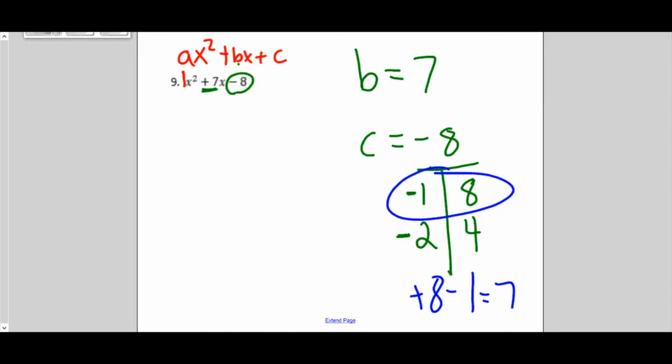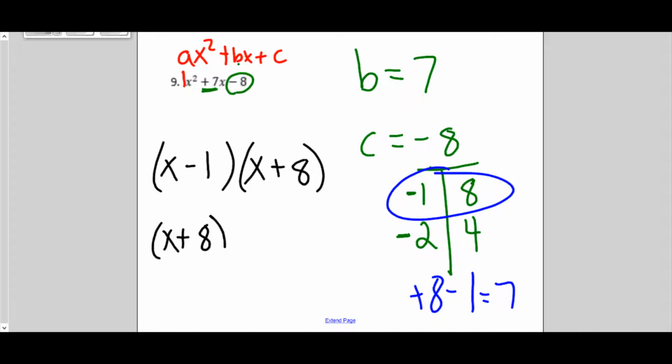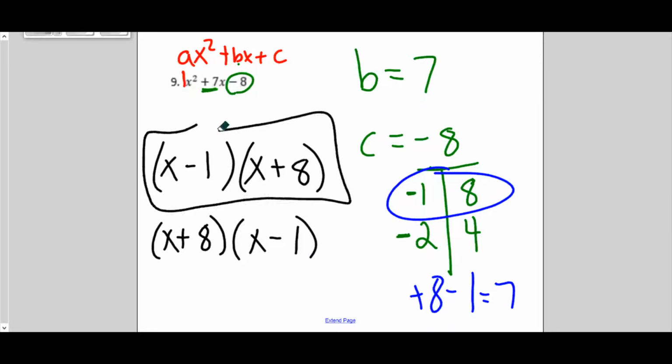So I'm going to use my template, parentheses x, parentheses x. In the first set of parentheses, I'm going to put a negative 1 because that 1 was negative. And the 8 is positive, so I'm going to put plus 8. And again, order doesn't matter. As long as you keep the negative with the 1 and the positive sign with the 8, you could flip-flop this. You could say x plus 8 times x minus 1. So these mean the same thing. So here is my answer for this one: x minus 1 times x plus 8.